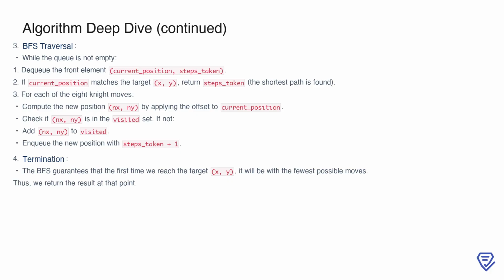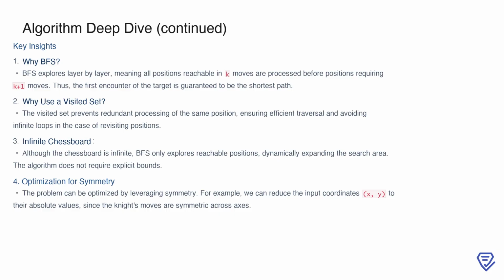This approach leverages the systematic nature of BFS to ensure that the first time we encounter the target, it is with the minimum number of moves. There are several key insights that strengthen our understanding of this approach. First, BFS is particularly well suited for this problem because it processes all positions reachable in K moves before proceeding to those that require K+1 moves. This guarantees that the first time we find the target, it is along the shortest path.